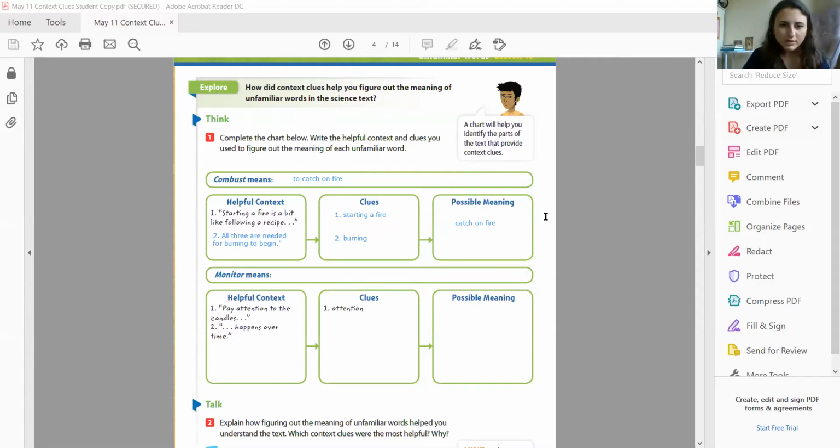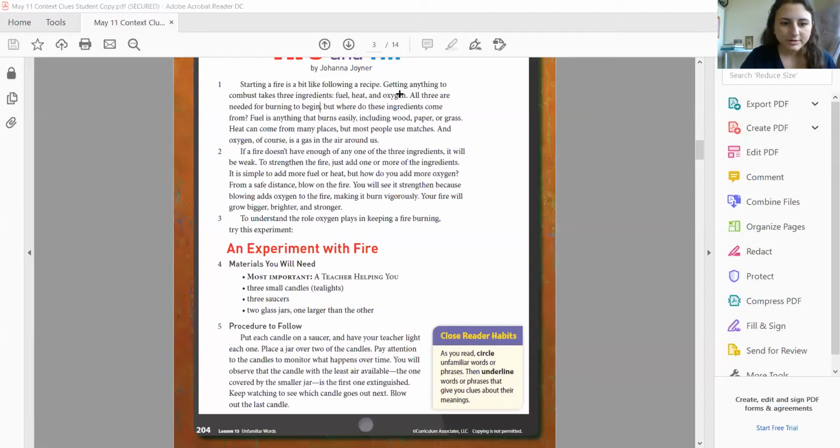Okay, so I'm going to go ahead and do the same thing for our second word, monitor. So I found they actually gave us two pieces of helpful context for the word monitor, but I actually found two more that I'm going to add. So let's go ahead and find that word in the text first. So monitor is actually over here in our experiment with fire section. So if we want to know how to do this experiment with fire, we need to know what the word monitor means.